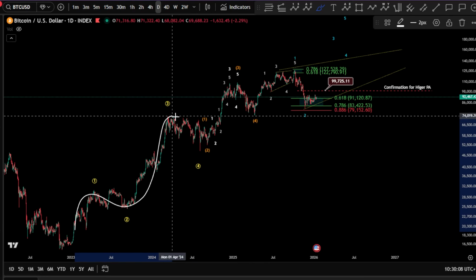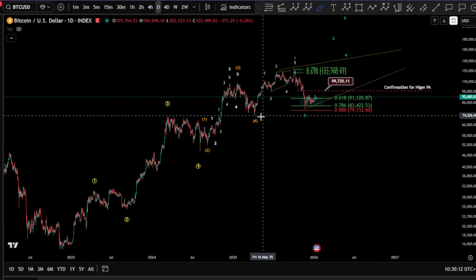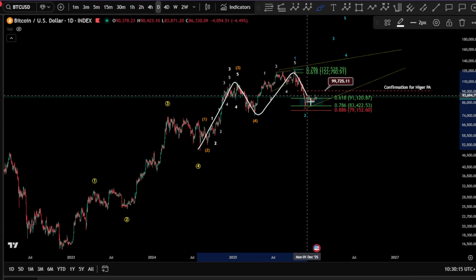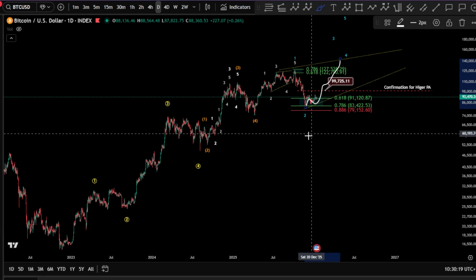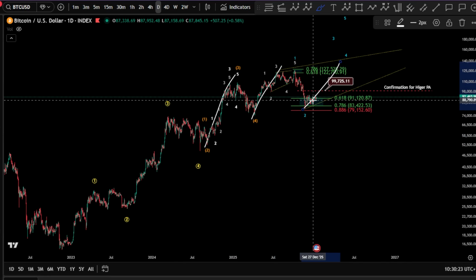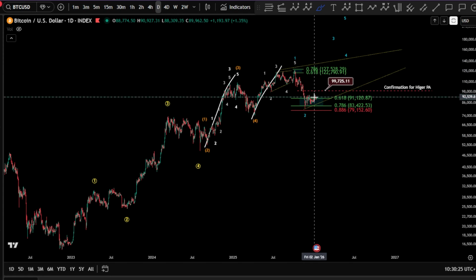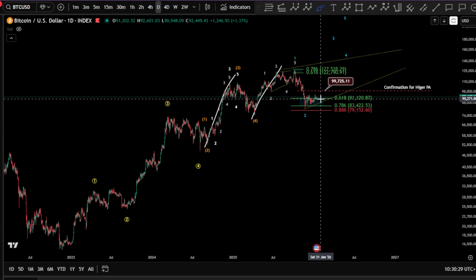Finishing a wave 5, your wave 5 is 1, 2, 3, 4, and a 5 here, ending diagonal 1, 2, 3, 4, and a 5. This wave 5 might unfold here as an impulse, since you have impulse, impulse, impulse. So we might finish a wave 5 there, still of course looking for higher, for a new all-time high.